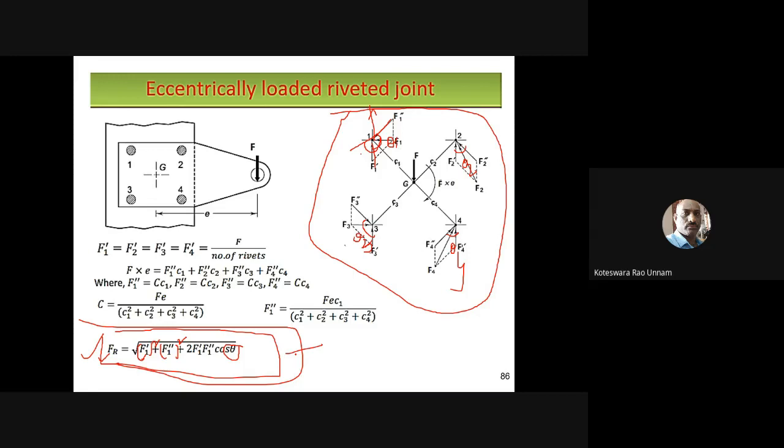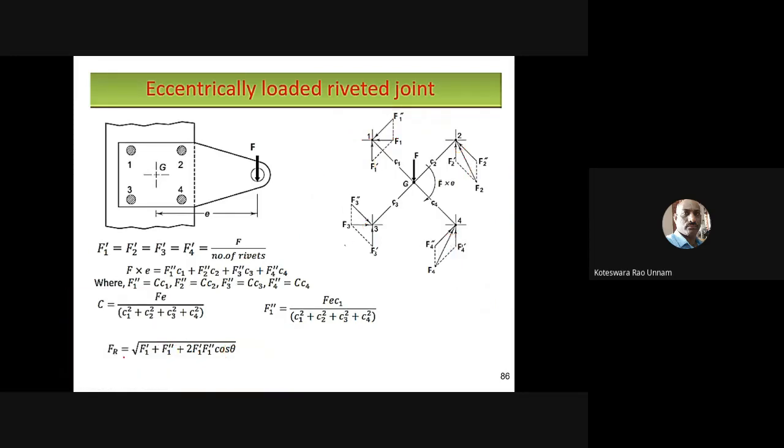So now here, to avoid that, what we can say is, if you look at this expression for FR, it is F1 dash square plus F1 double dash square plus 2 F1 dash F1 double dash cos theta, if I take the first rivet. In this case, suppose if theta is more than 90 degrees, what happens to the cos theta value? Is it going to be negative or positive?